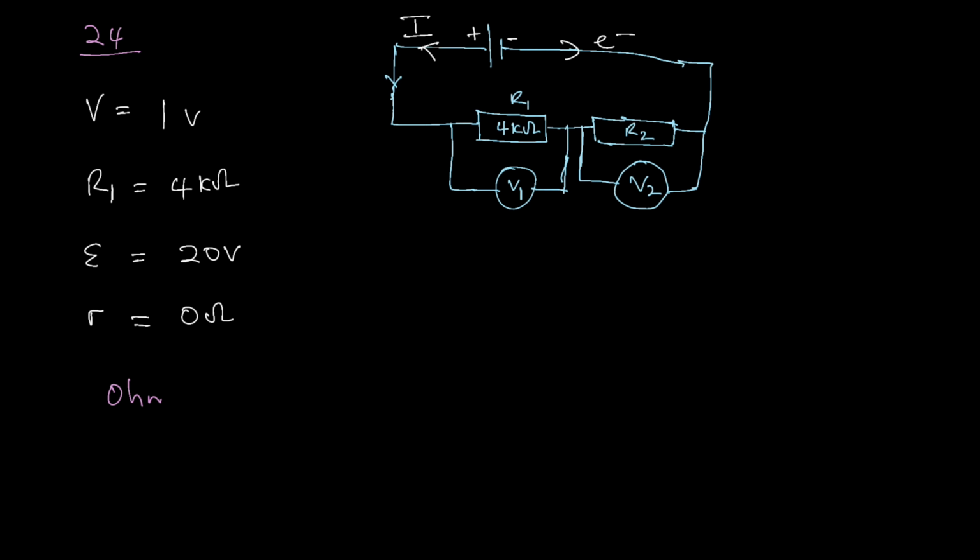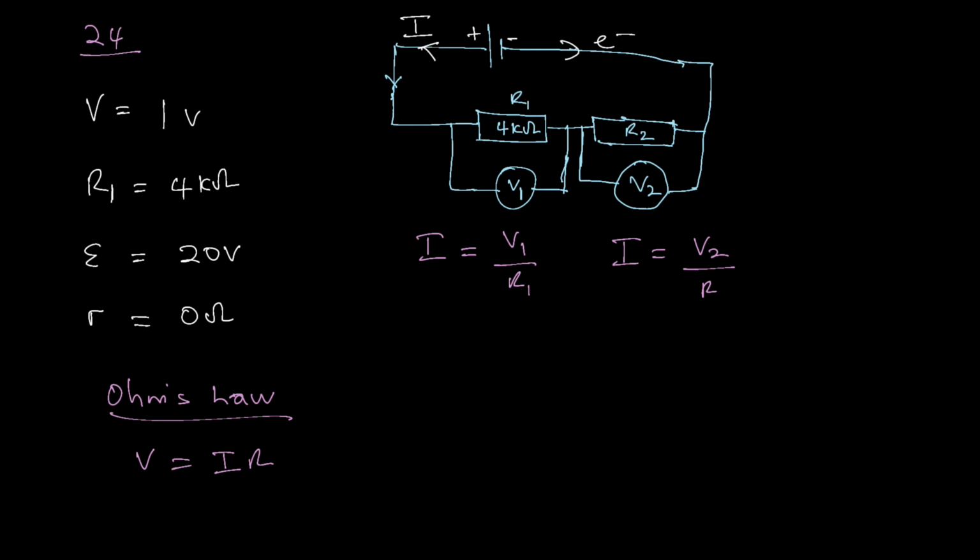So Ohm's law says V equals IR. So I is V1 over R1, because this one is V1, R1, and that's the same current that's flowing through this one here, R2 as well. So therefore I is also equal to V2 over R2, which means that V1 over R1 is equal to V2 over R2. So we can say V1 over R1 equals V2 over R2.